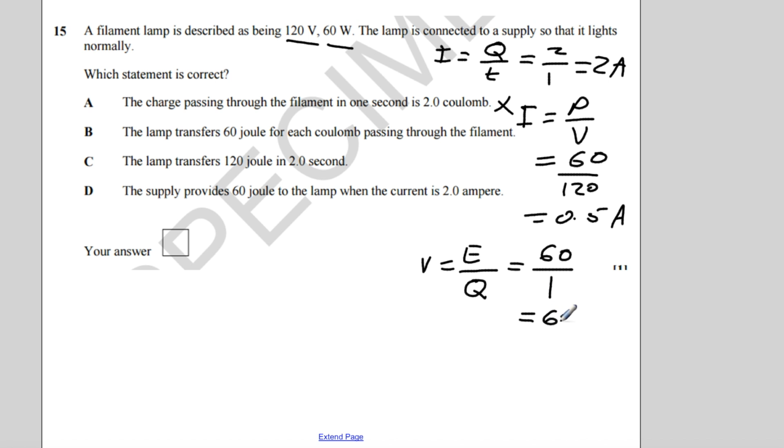So statement B is saying that the voltage is 60 volts, which isn't true because we're told that it's 120. The lamp transfers 120 joules in 2 seconds. Joules per second is the same as the power. So power is the energy transferred per unit time. And this is saying that we've got 120 joules in 2 seconds, which is equal to 60. So our power should be 60 watts, which is true.